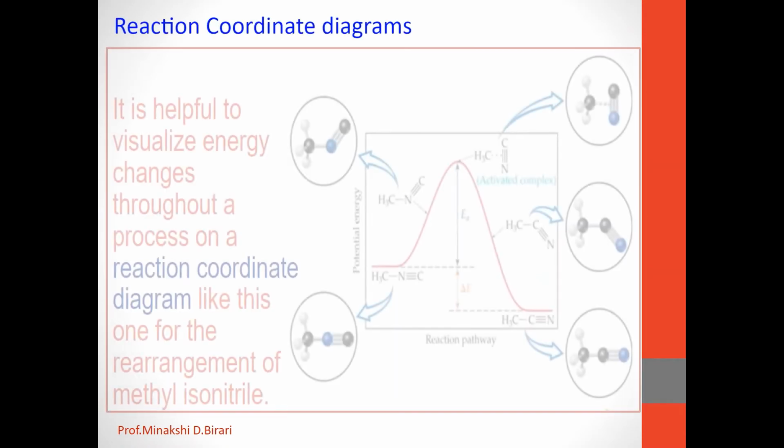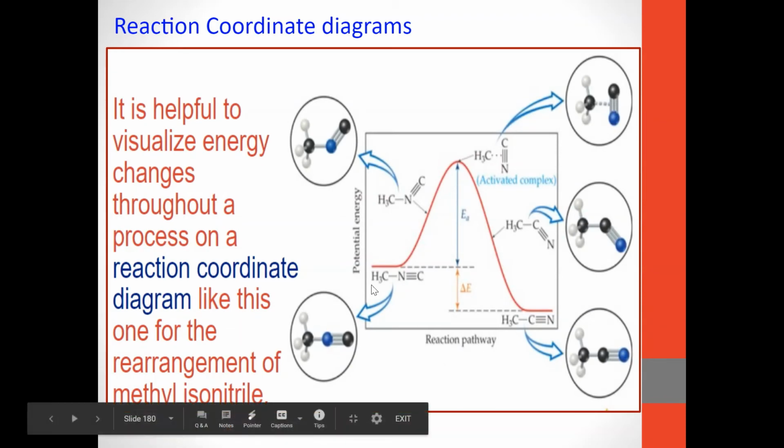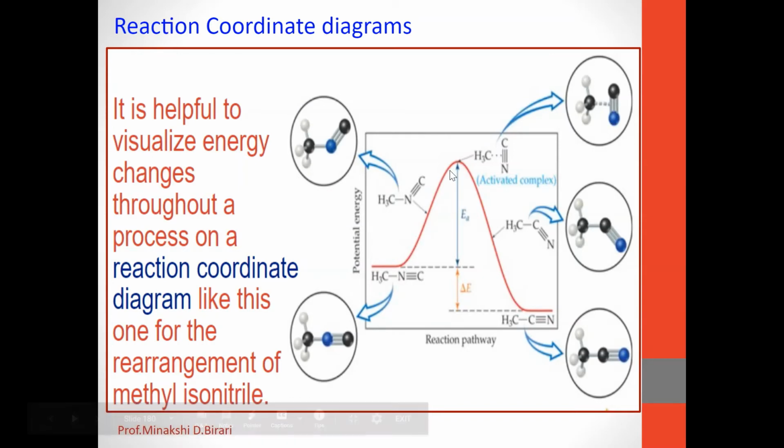When we observe reaction coordinate diagrams, it is helpful to visualize the energy changes throughout the process. On a reaction coordinate diagram we can take the example of the rearrangement of methyl isonitrile. Here the reactant molecules acquire the energy of activation and go to the transition state. Here is the formation of the unstable activated complex, which is further converted into the product. So by observing this diagram you get the energy of activation.